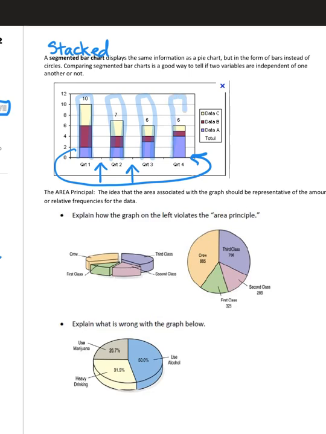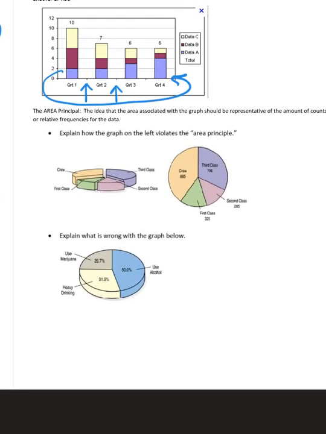So we would have then seen proportionate to the quarter what these totals were. So therefore I can see that this was actually a frequency chart. All right. So the next thing that we want to talk about is this issue of violating the area principle.